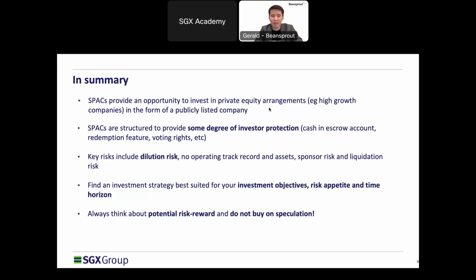How we should think about SPACs is that there are different investment strategies. I hope I've been able to share some of them during today's session. But what is most important is that we think about individual objectives, risk appetite, as well as time horizon. As with all investments, we should think about the risk reward of our investment and not buy on speculation just because we think the company is going to make an announcement soon, or that some potential news is coming out. Most important, we need to think about the risk reward of our individual investments.